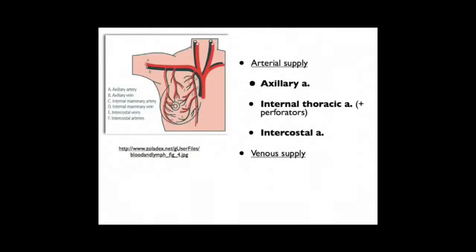So the blood supply, there's three main arteries supplying the breast, which you can see in this picture. The axillary artery, the internal thoracic artery, and then into perforators, and the intercostal artery, which isn't a large part of the supply. It's quite small. And the venous supply follows the arterial.